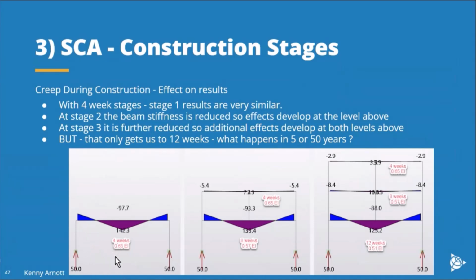So at 4 weeks, the effective stiffness of this beam is 0.65 EI, and I get a bending moment diagram. And then I build the structure above and leave it for another 4 weeks. So it's now 8 weeks old. So the 0.65 drops to 0.57. So this deflects a bit more, and that draws forces into the levels above, and so on as we add more levels. But that only gets us to 12 weeks at the end of construction. What happens at the end of another 5 or 50 years?